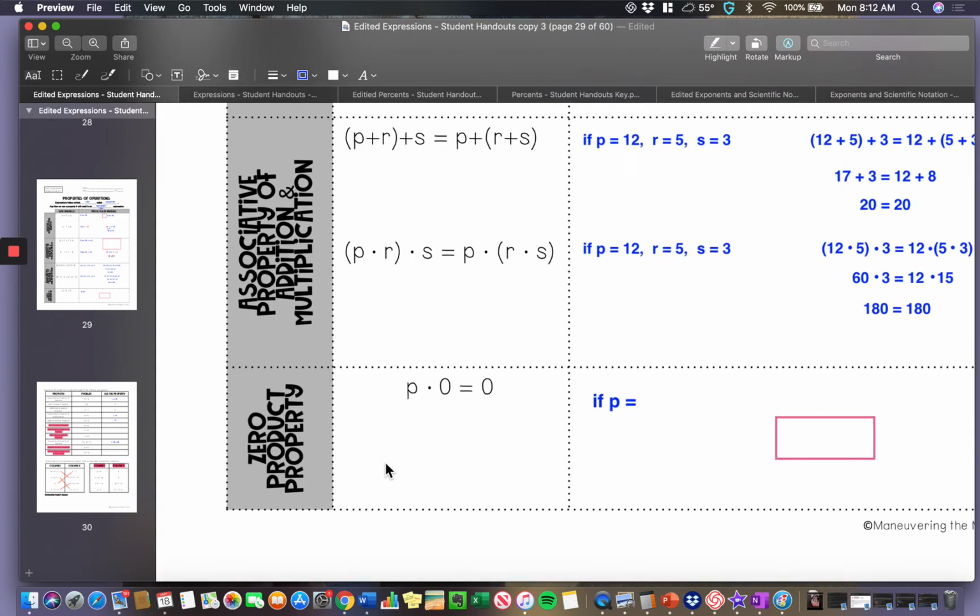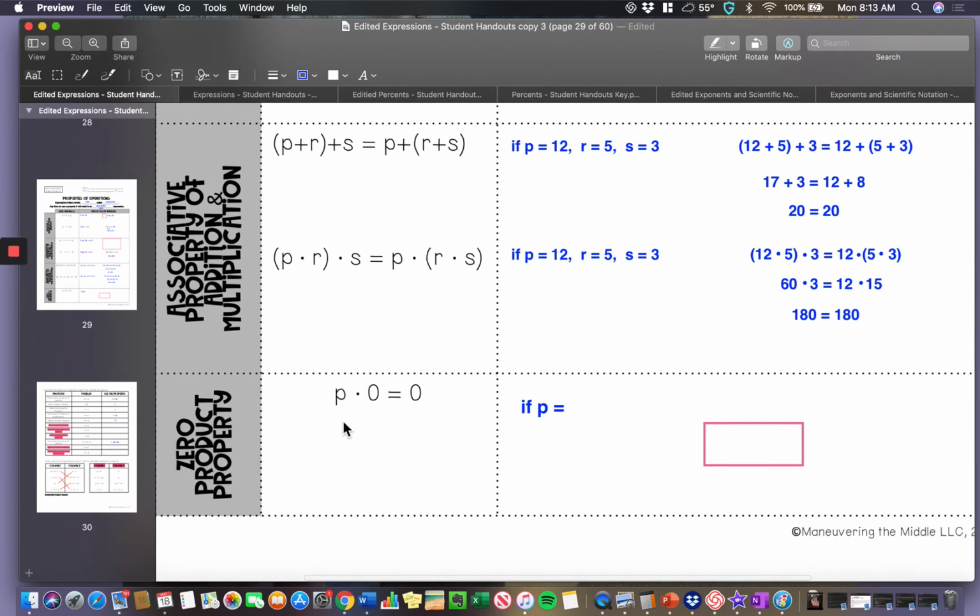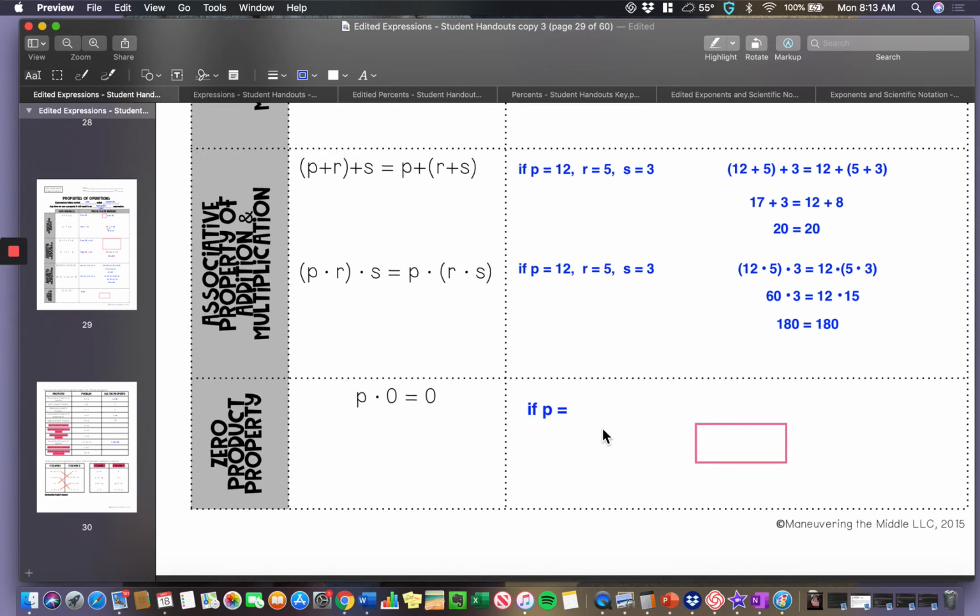Next, we have the zero property, the zero product property, product being the answer to a multiplication problem. So whatever P is, whatever number this is that we've assigned to or that we don't know, multiplied by 0 will be 0. So for example, if I took apples and multiplied it by 0, well, I have nothing to multiply it by, right? I have no apples. So whatever the number is or whatever the object is, if it's multiplied by nothing, that means I have nothing. So your answer is going to end up being 0.